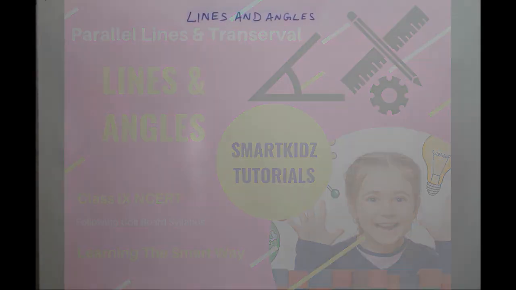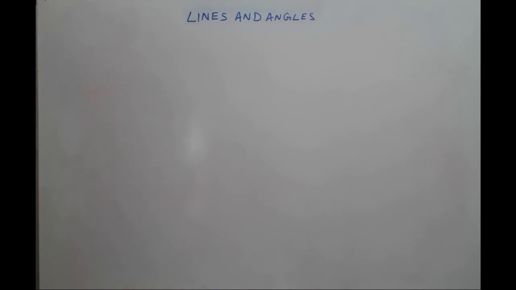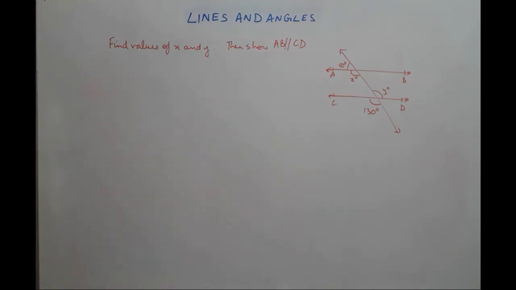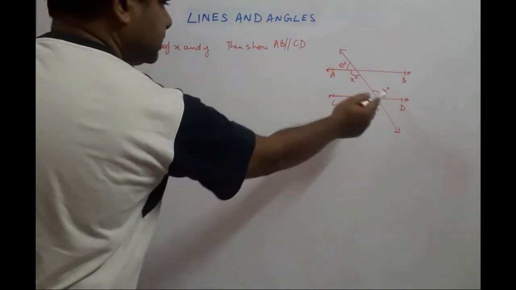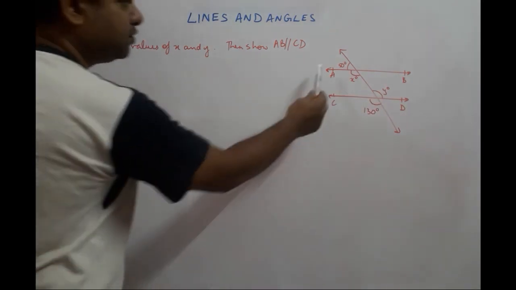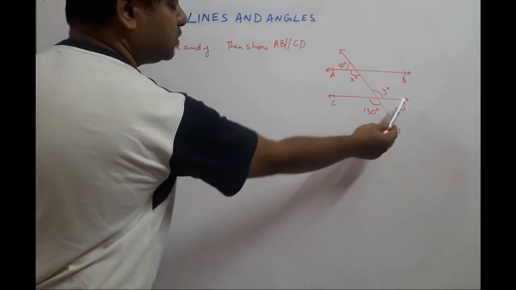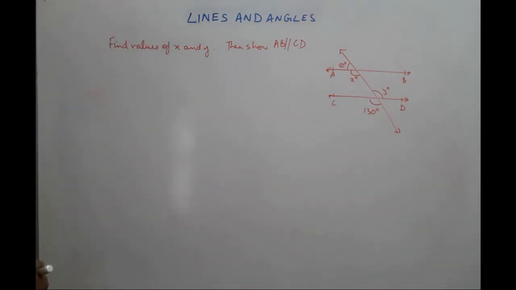Hello students, in this video we continue solving problems on parallel lines and transversal. Let's take our first problem. Our first problem says find the values of x and y, then show that line AB is parallel to CD. So let's start with solving what we have been given.